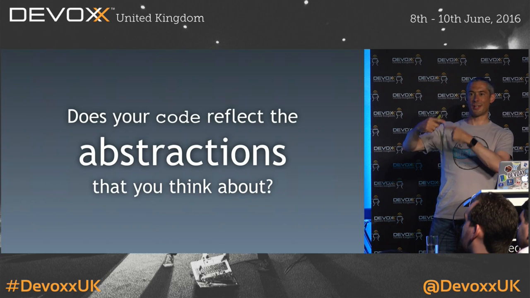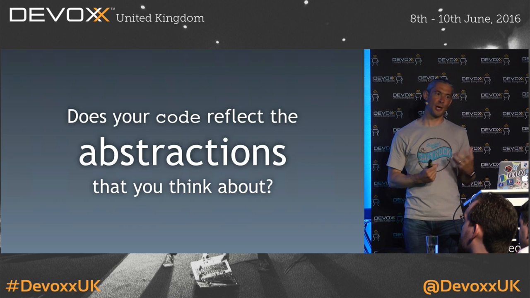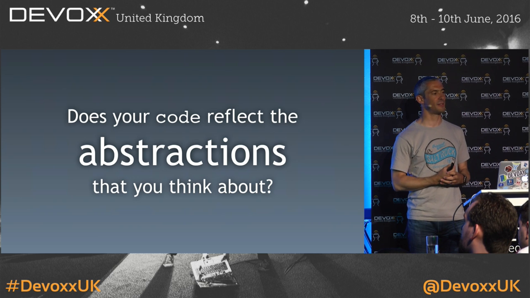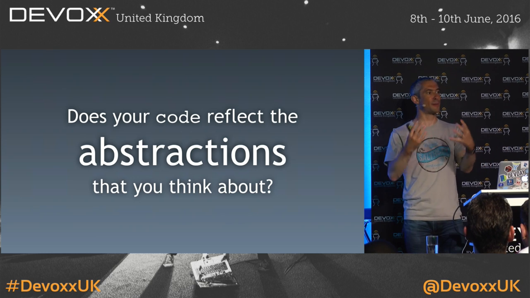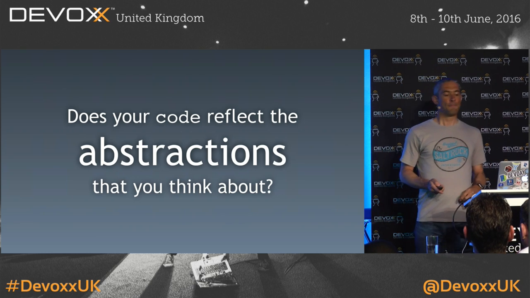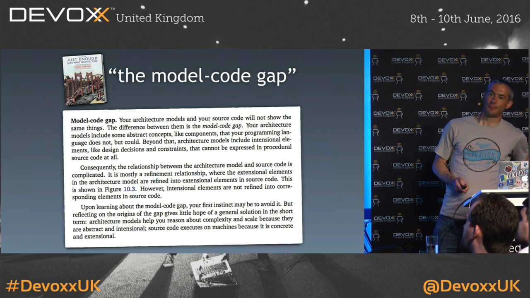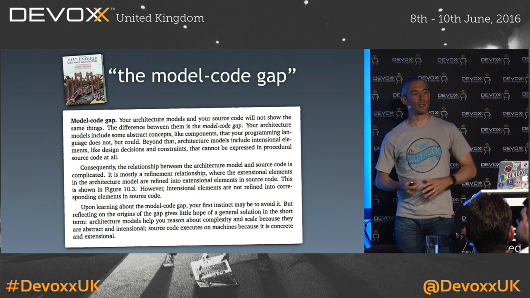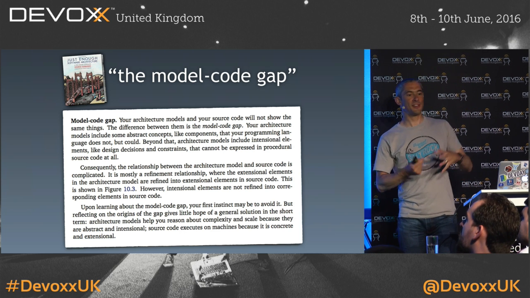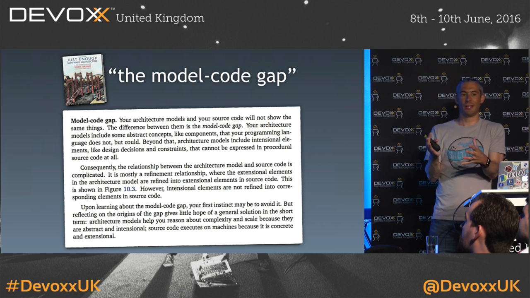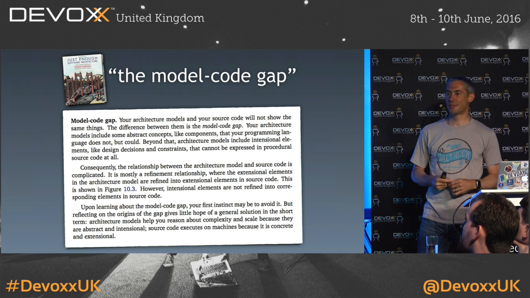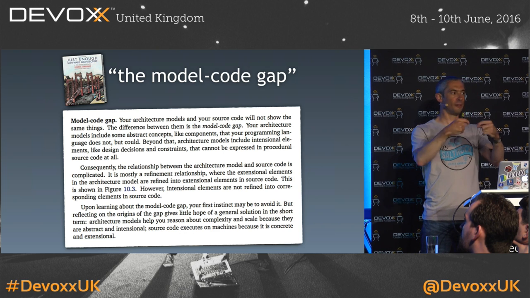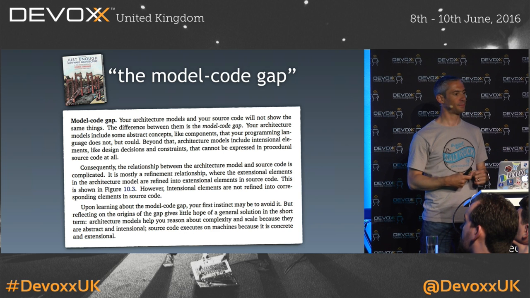Really, it comes back to that question I asked originally: does your code reflect the abstractions that you think about? If you have a component on an architecture diagram, you need to have a component somewhere in the code. George Fairbanks has a great architecture book. He calls this the model code gap. If you're having an architecture discussion, we use terms like component and module and layer and subsystem, but we can't find these things in the code.